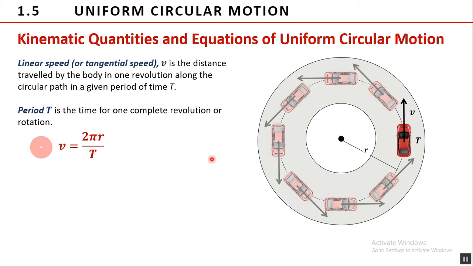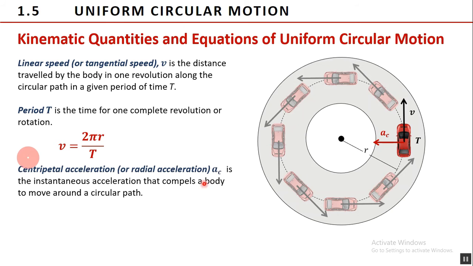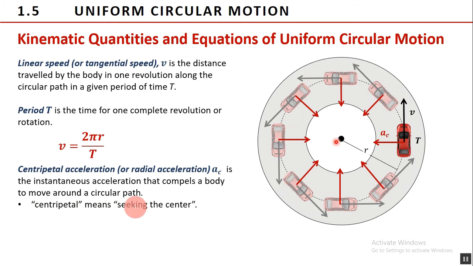Although the magnitude of the linear velocity is not changing, its direction is continuously changing as the object turns around the circular path. This change in direction of the linear velocity corresponds to an acceleration called centripetal acceleration, or sometimes radial acceleration. Centripetal acceleration, denoted by a sub c, is the instantaneous acceleration that compels a body to move around a circular path. The word centripetal means seeking the center. Therefore, the direction of centripetal acceleration is always towards the center of rotation.